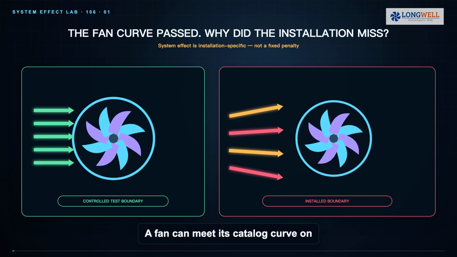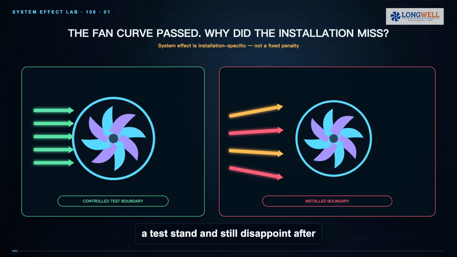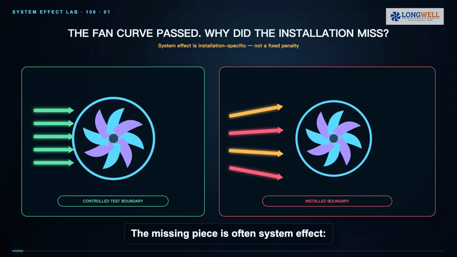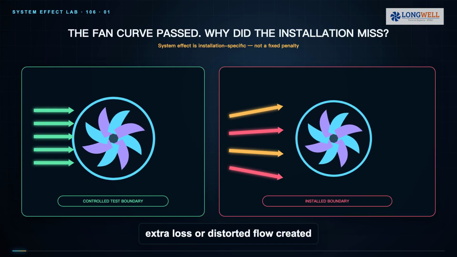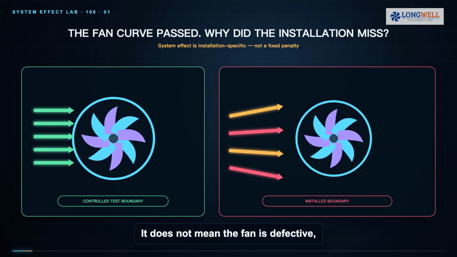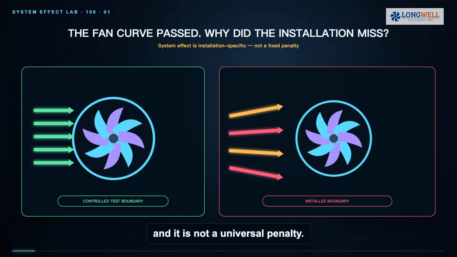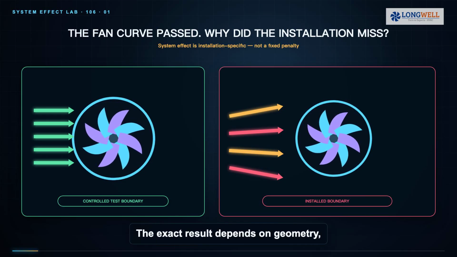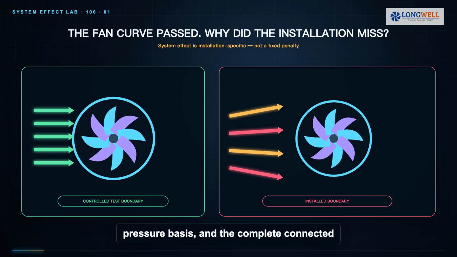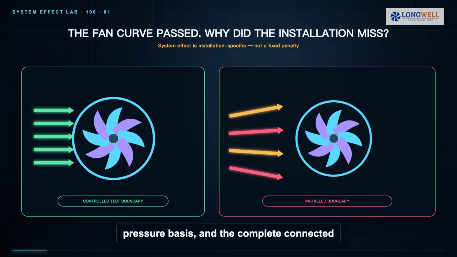A fan can meet its catalog curve on a test stand and still disappoint after installation. The missing piece is often system effect, extra loss or distorted flow created by the way air reaches and leaves the fan. It does not mean the fan is defective, and it is not a universal penalty. The exact result depends on geometry, operating point, air density, pressure basis, and the complete connected system.